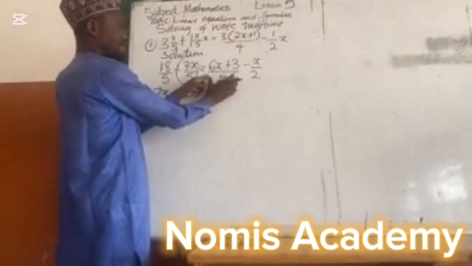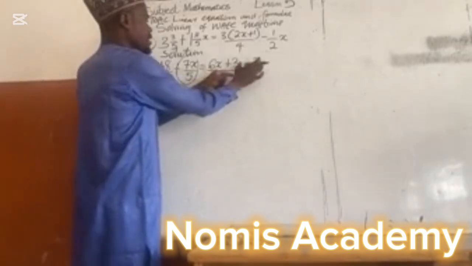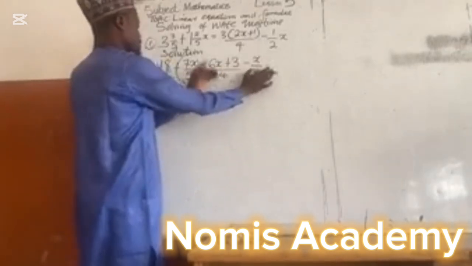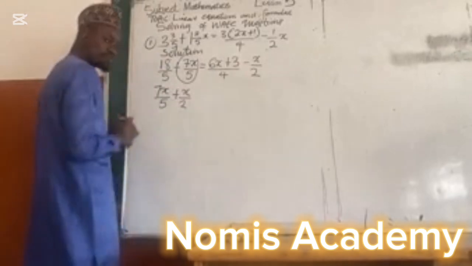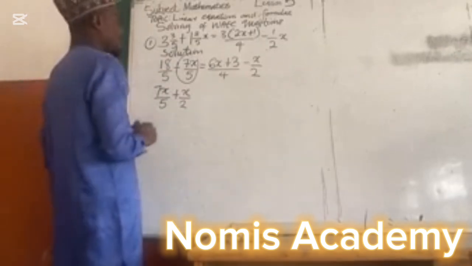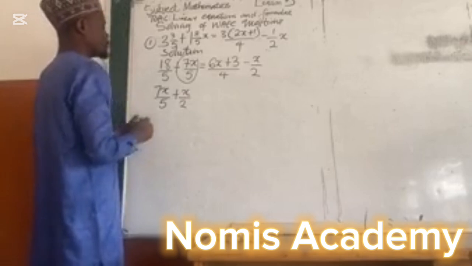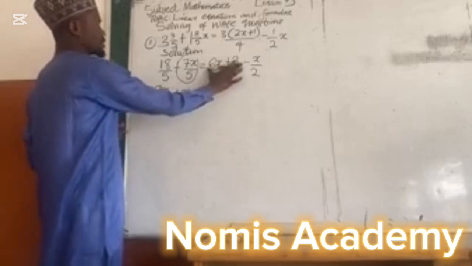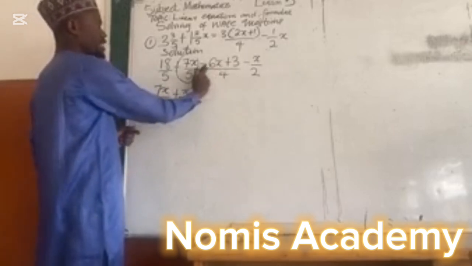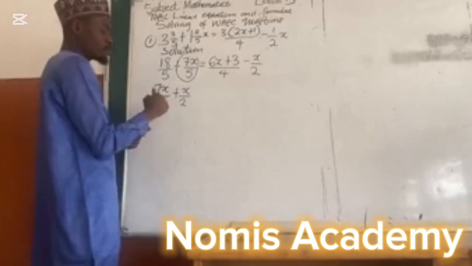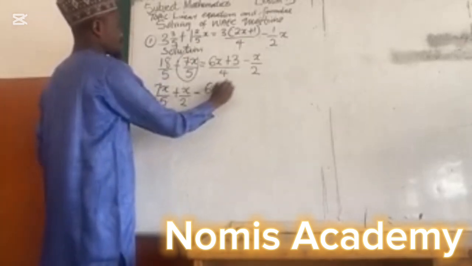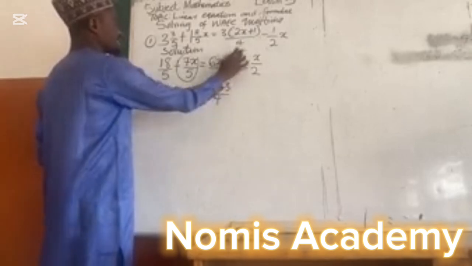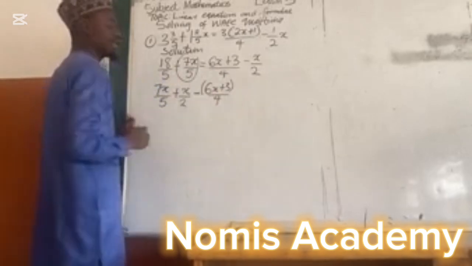This one will carry x, and this one can also carry x. This one now is what? Minus x over 2. Take it to this side and we have plus x all over 2. This is the next one, 6x plus 3 over 4, and it was plus before. Now I will take the minus and take it to this side: 6x plus 3 all over 4. In this case, if that is 2 times, you have to put a bracket.